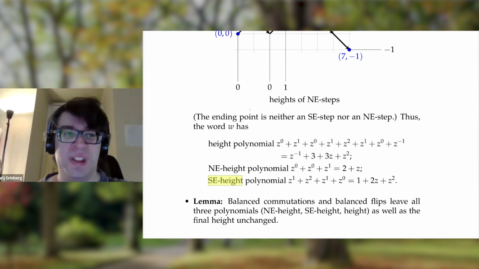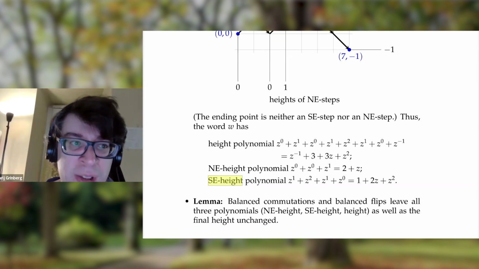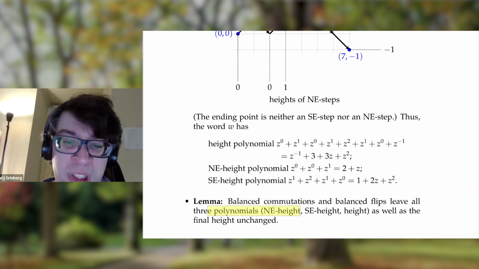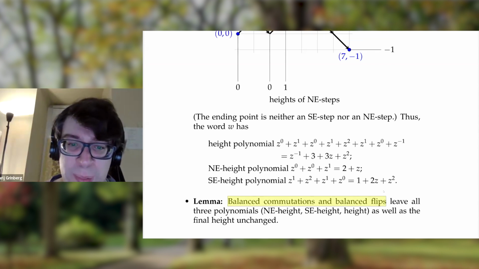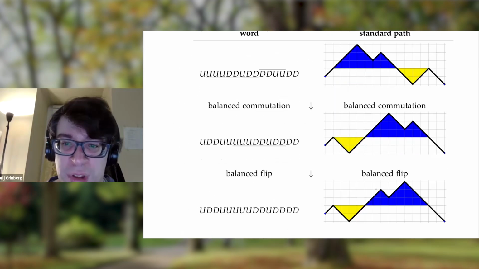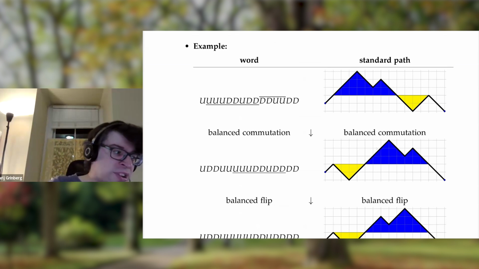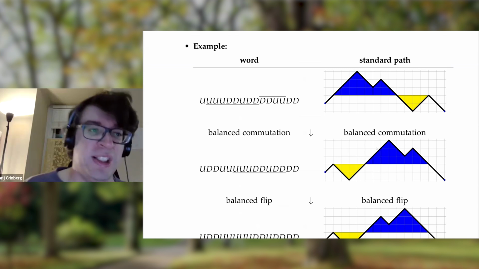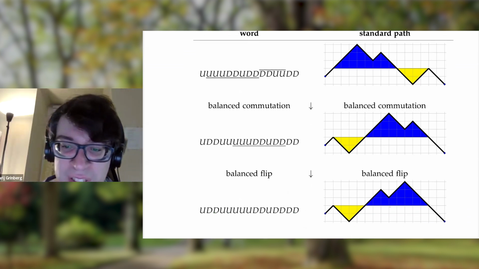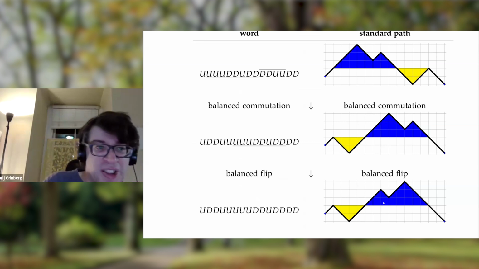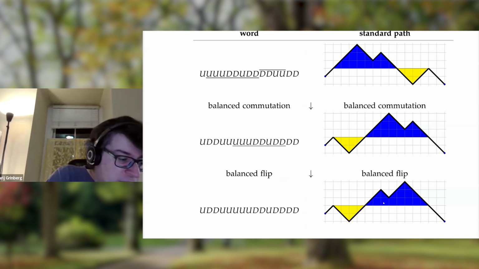One nice thing to notice right away is that neither of the polynomials changes if you apply a balanced commutation or a balanced flip. This is perhaps easiest to see on a picture, like here. When you swap those two pieces, the heights of the points don't change. All that changes is really where they lie, but if you take the multisets of the heights, they stay the same. And the same applies to a vertical reflection. It doesn't change the heights.